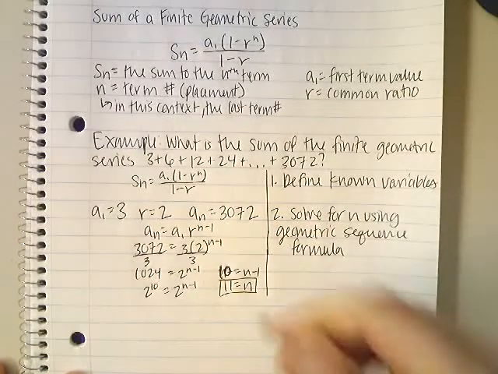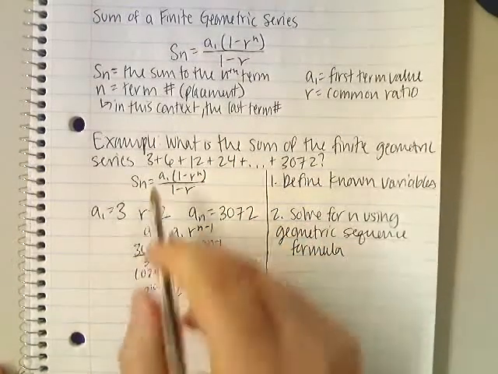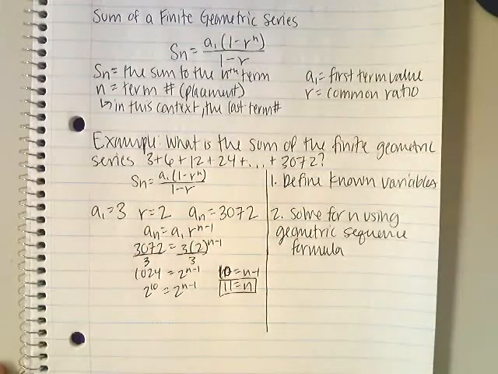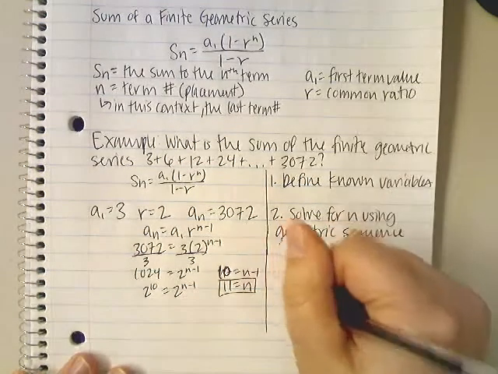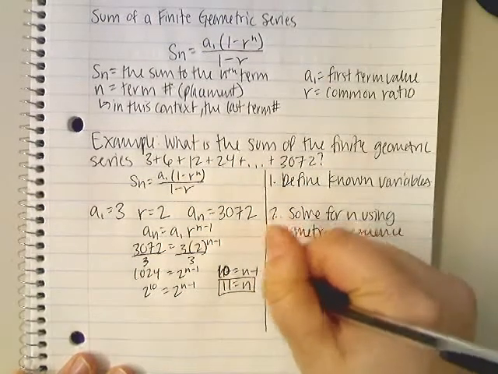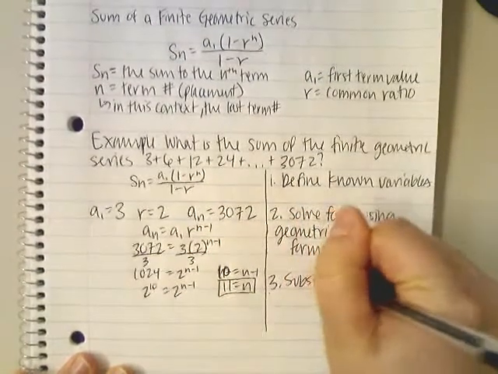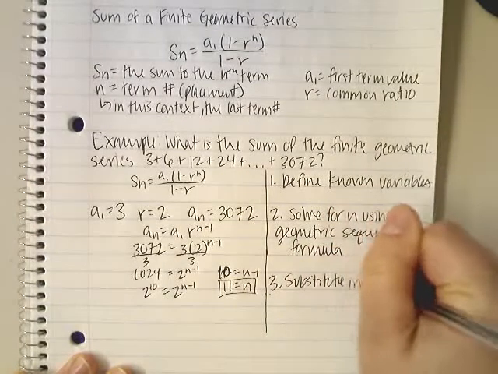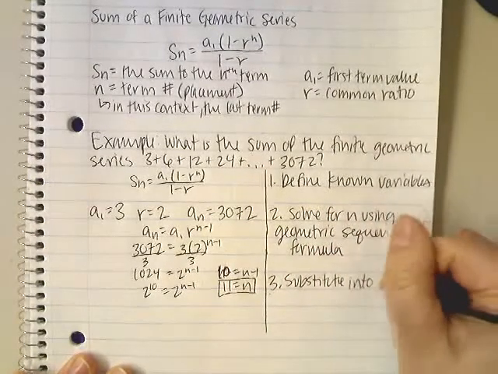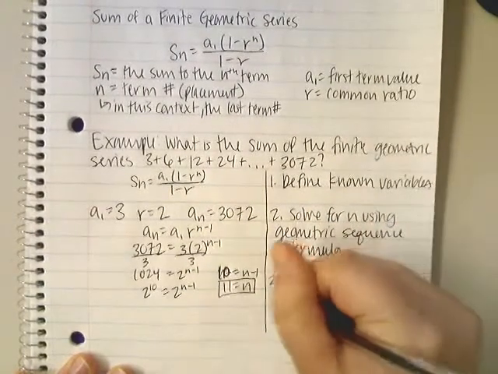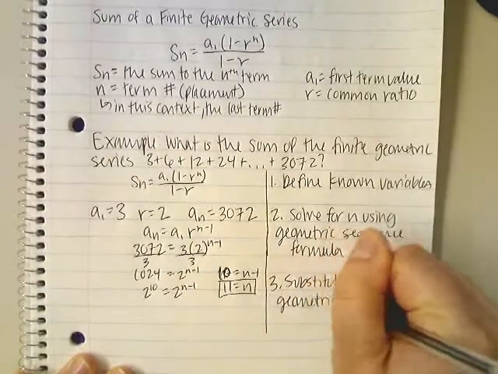So now I know my n value. I know I'm finding the sum to the 11th term in this sequence. So I'm going to use that to plug into my series formula and solve. So step 3, I'm going to substitute into the finite geometric series formula.